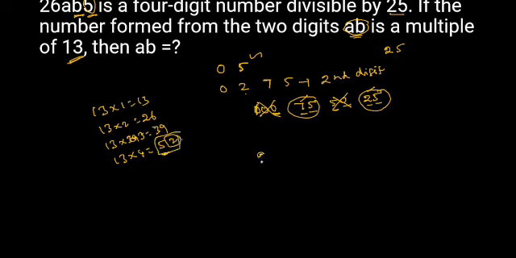So the number which is divisible by 25 has AB substituted as 52, giving 26525. This is the number which is exactly divisible by 25, and 52 is a multiple of 13. It's not a 4-digit number, it is a 5-digit number. So we'll go for the next one.